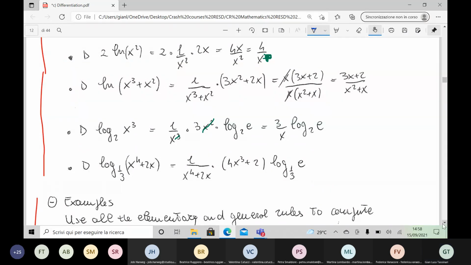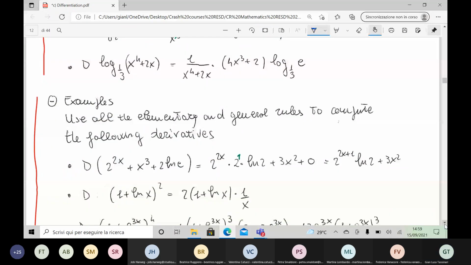Okay, so until now, we applied the elementary rule of the different functions. Now we are going to mix together all the elementary rules. So in this case, you have to think which rule you need to use, and you have to think also of the general rules if it is necessary. So derivative of 2 raised to the power 2x plus x to the power 3 plus 2 ln of e.